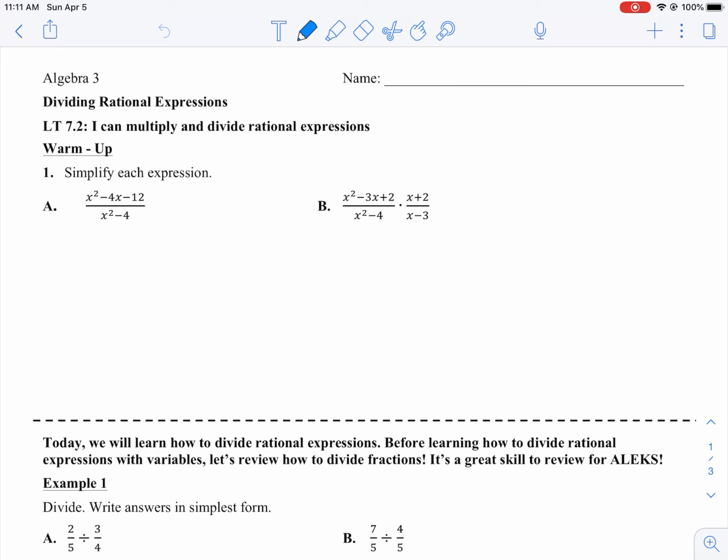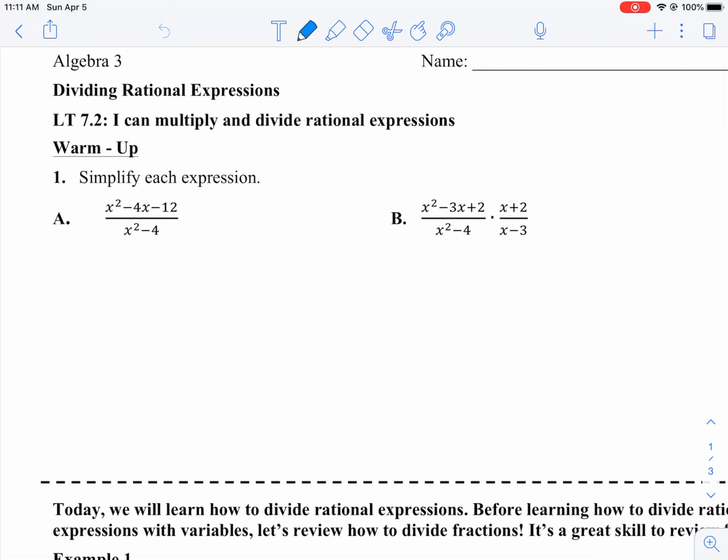So before we move on to dividing rationals, for the warm-up, I want to review the skill that I talked about in Monday's video and then in yesterday's video. The first problem says to simplify, and notice we don't have any multiplication, we just have an expression on the top and an expression on the bottom. When we're asked to simplify, we're trying to reduce the fraction. To reduce the fraction, we start by factoring the numerator and factoring the denominator.